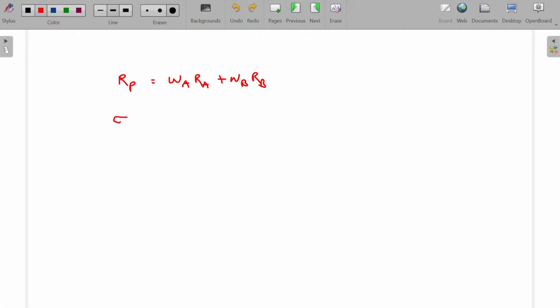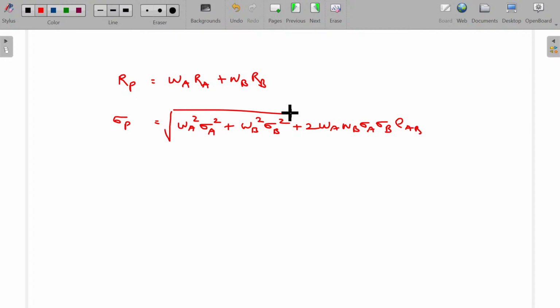Next being standard deviation of portfolio in case of two shares in the portfolio. Weight of A square, standard deviation A square, weight of B square, standard deviation B square, plus 2 into weight of A, weight of B, and standard deviation A and standard deviation B, and correlation between A and B, and take the root of this. This formula is not tough to understand.